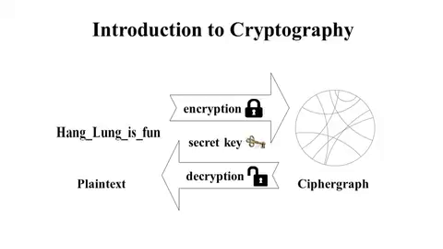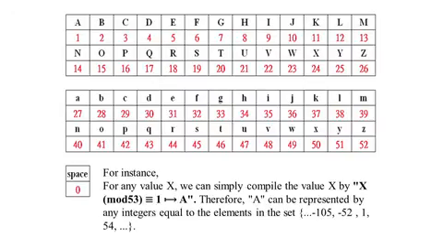But before we do the encryption, we need a table for coding. In this table, each capital letter and small letter is represented by consecutive positive integers from 1 to 52 respectively, while 0 represents the space.